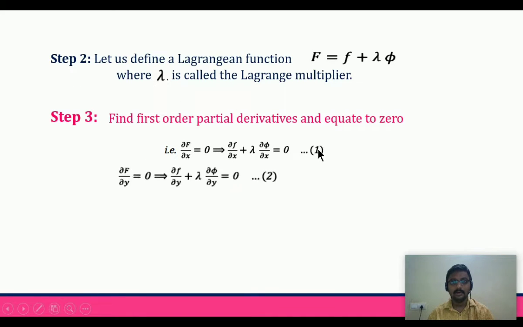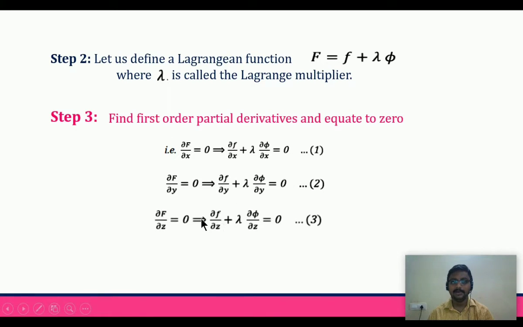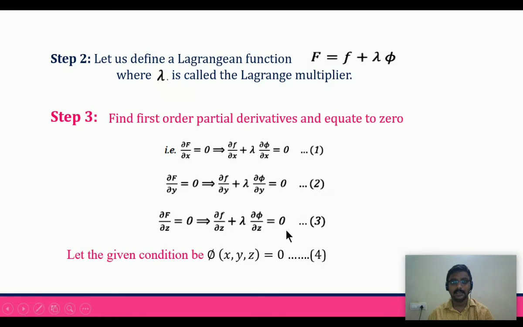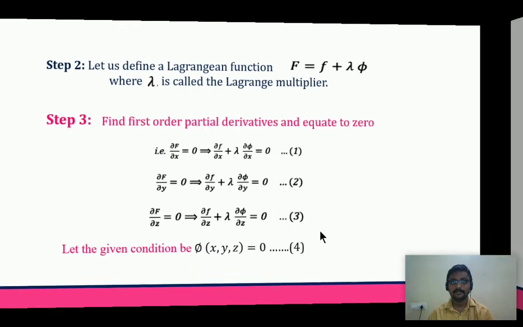Similarly, dou F by dou y equal to 0. Let it be equation 2. And dou F by dou z equal to 0. Let it be equation 3. And we have the constraint equation, that is phi of xyz equal to 0, which is the given condition in xyz. Let it be equation 4.